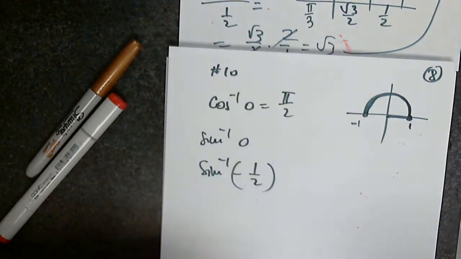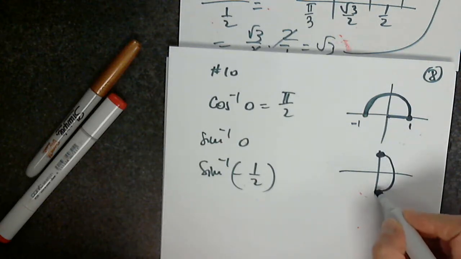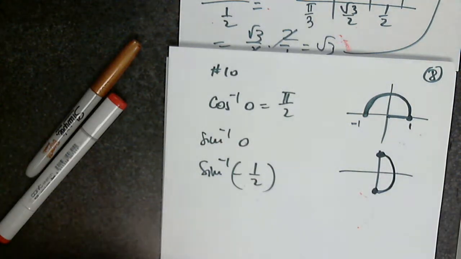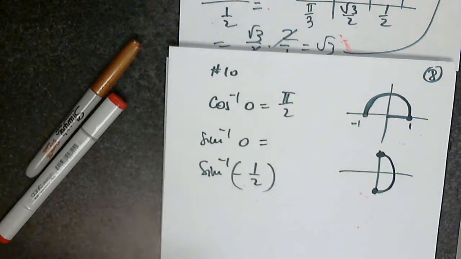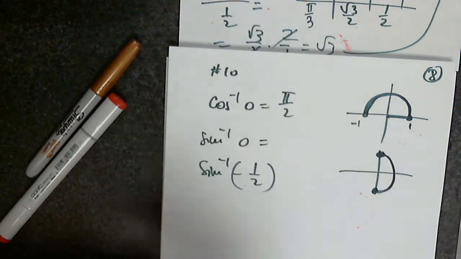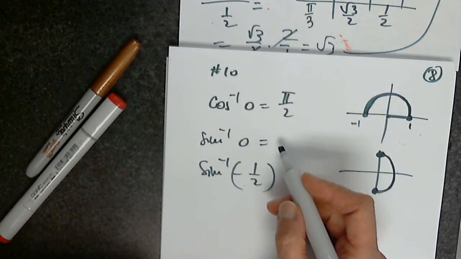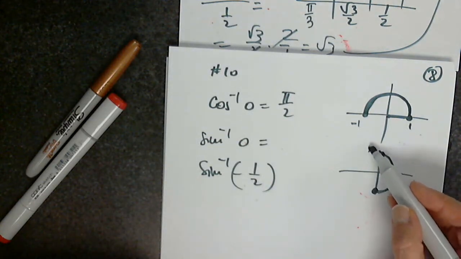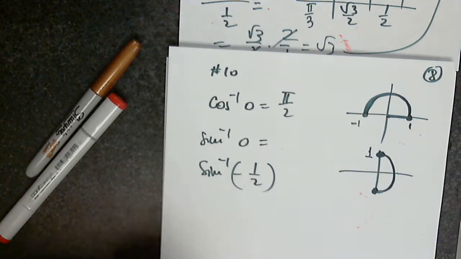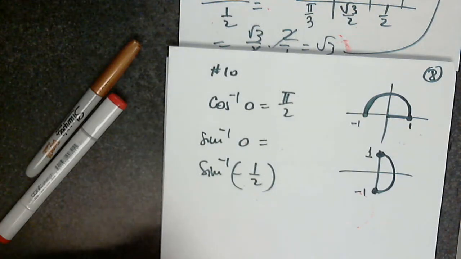Okay, now for sine. For sine, I'm looking at this, including the points. So now I need to determine the angle whose sine is 0 between negative pi over 2 and pi over 2. At pi over 2, the y-coordinate is 1, and here the y-coordinate is negative 1. I'm looking for the y-coordinate.